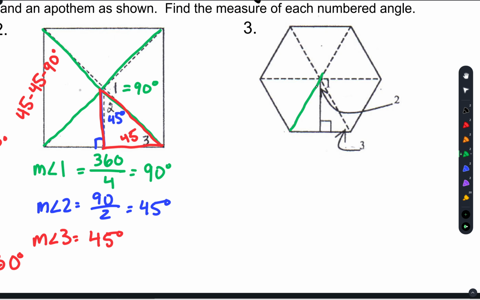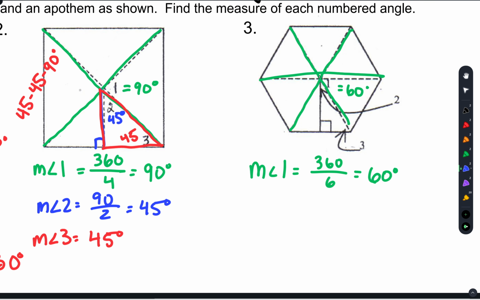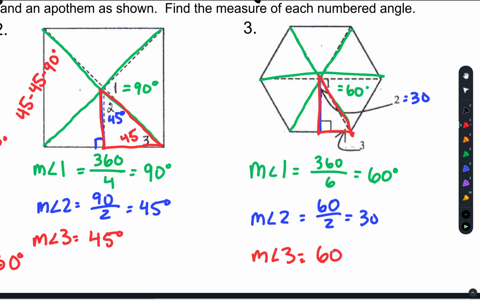Again, these radii are splitting this shape into 6 equal parts. The measure of the first angle, angle 1, is 360 divided by 6 pieces, or 60 degrees. That apothem is going to take that 60-degree angle and split it in 2. So 60 divided by 2 is 30. And then what's left over in this triangle, if I have 60, 90, the last one, if I have 30, this is 30, 90, and then the last one must be 60 degrees. So another 30, 60, 90 triangle.